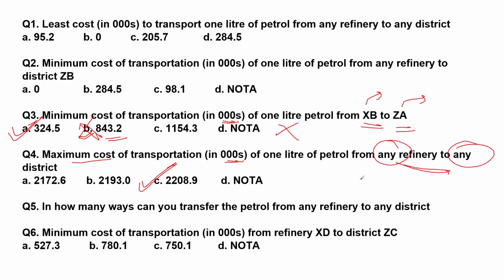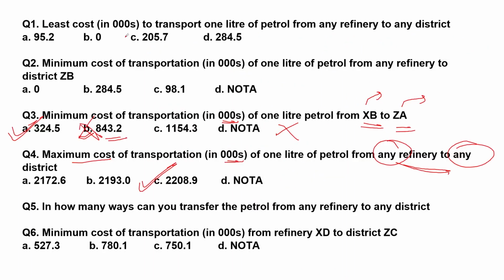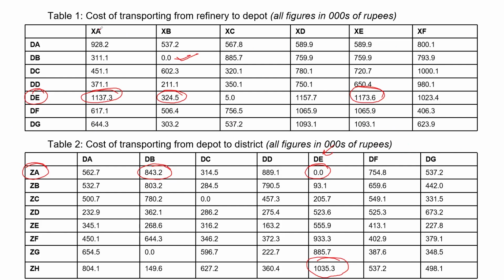This is a TETA question. In how many ways can you transfer the petrol from any refinery to any district? So yes, how many ways? So basically you have been asked about the possible permutations to transfer from any refinery to any district. Like from any refinery, let's consider one refinery at a time. If I consider refinery XA, then from XA, it can go to any depot in how many ways?